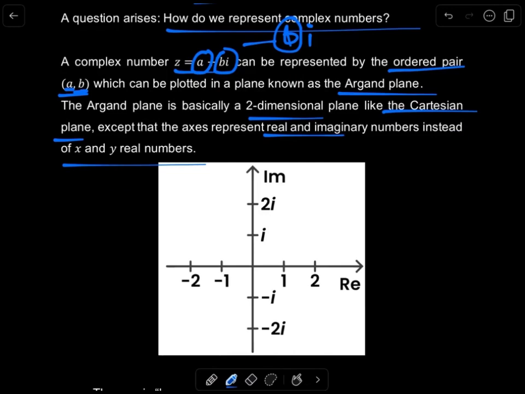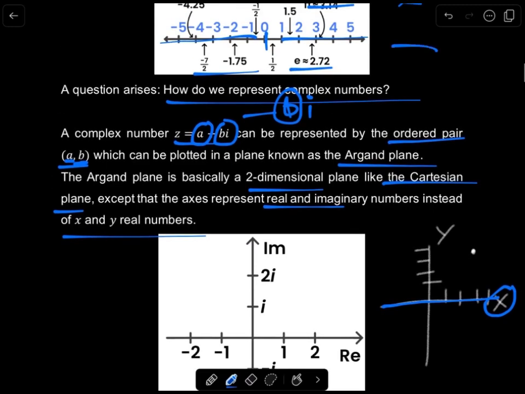So recall when we were dealing with the Cartesian plane. Here's the Cartesian plane. We had our x-axis and our y-axis. We had 1, 2, 3, 4. Those were all real numbers. And on the y-axis, we had 1, 2, 3, 4. Those were all real numbers. And we could represent an ordered pair in the Cartesian plane. Now the x-axis, we're leaving as is. It's going to contain real numbers, right? But we're not going to call it the x-axis. We're going to call it the real number axis, basically the real number line.